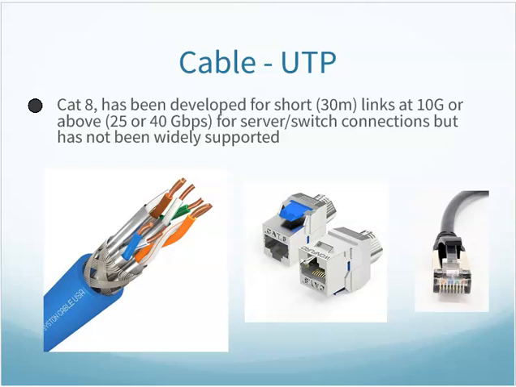And they also mentioned category 8, which we mentioned when we talked data centers. This, you have a shield around all 4 pairs, but then each pair is shielded. So now they're able to get into the 25 and 40 gig category, but shorter distances, roughly 30-meter distance for these, for connections in a data center. A high bandwidth link, short distance in a data center.